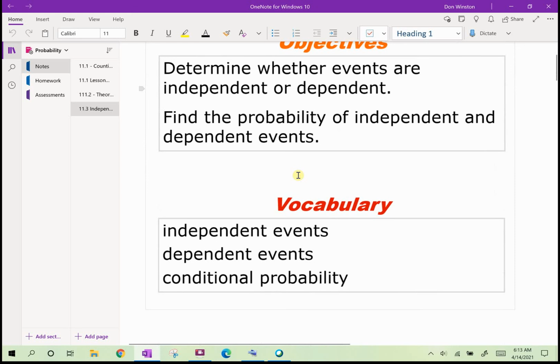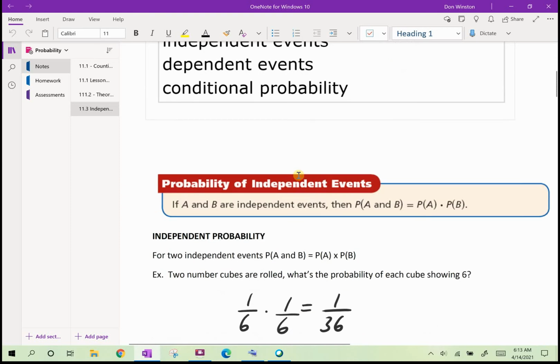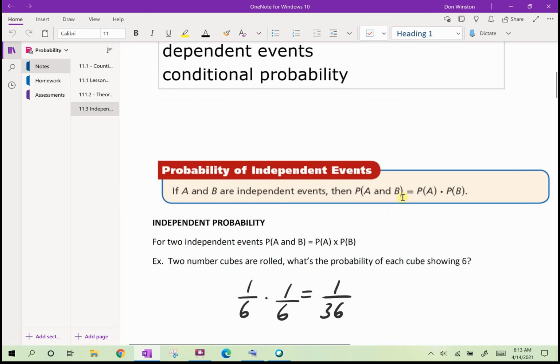Vocab today: what do we mean by independent events? What do we mean by dependent events? And then we'll take a look at conditional probability. So we say two events are independent if the probability of A and B happening at the same time is equal to the probability of A times the probability of B. Okay, so for two independent events, the probability of A and B equals the probability of A happening times the probability of B happening.